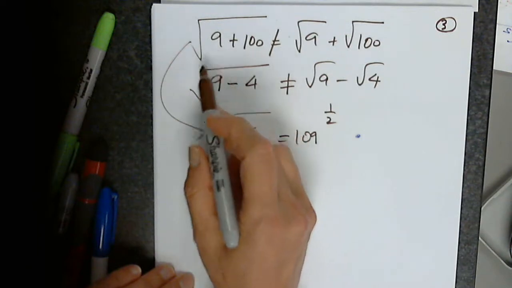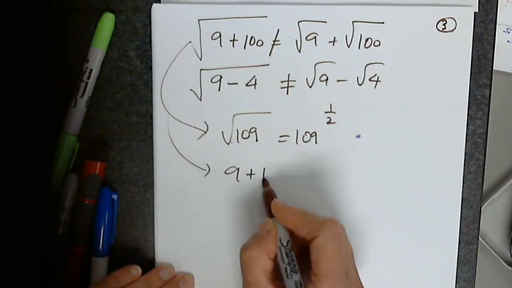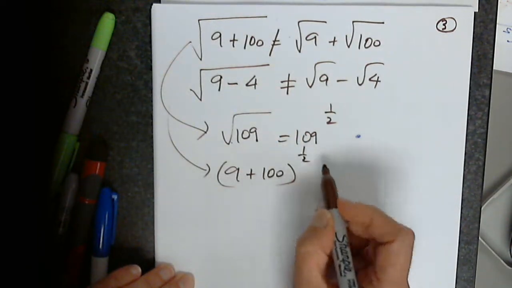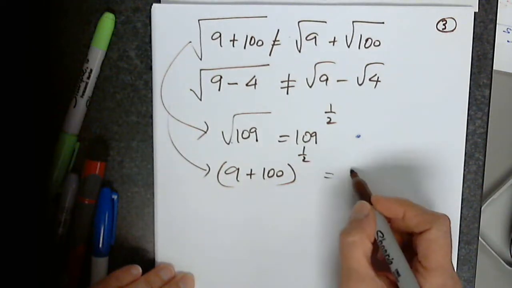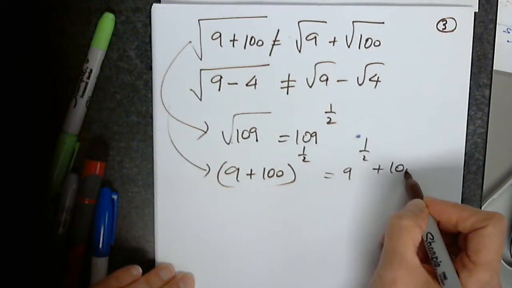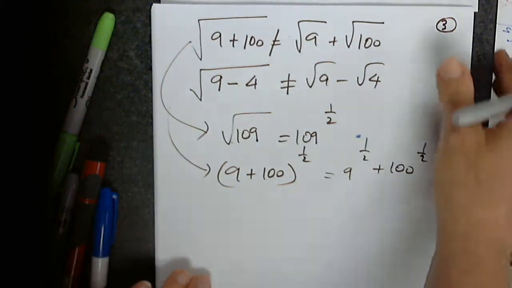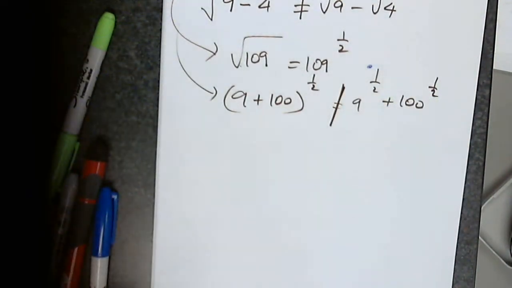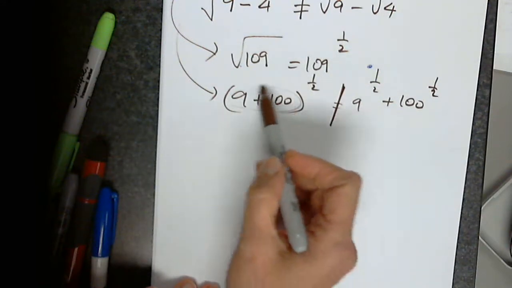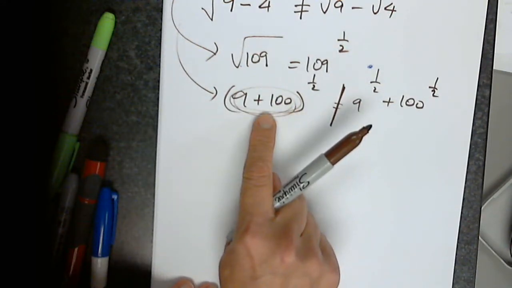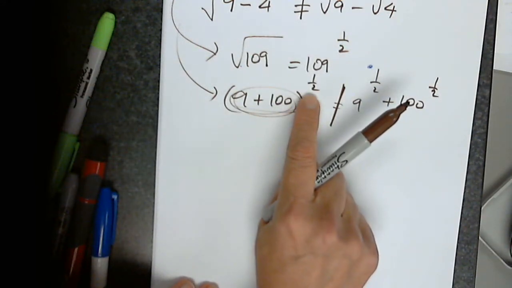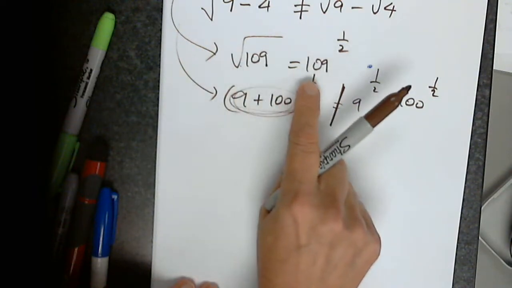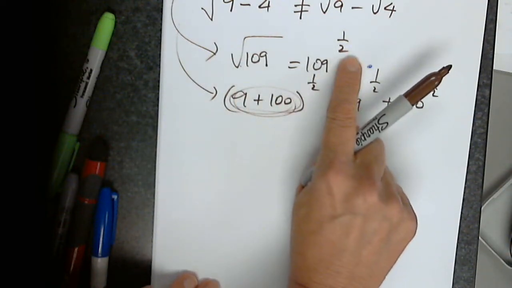See, you cannot write 9 plus 100 raised to 1/2 and say that this is 9 to 1/2 plus 100 to 1/2. This will be a terrible mistake. Because by the order of operations, we have to combine these two and then raise to 1/2. That's why I wrote 109 to 1/2.